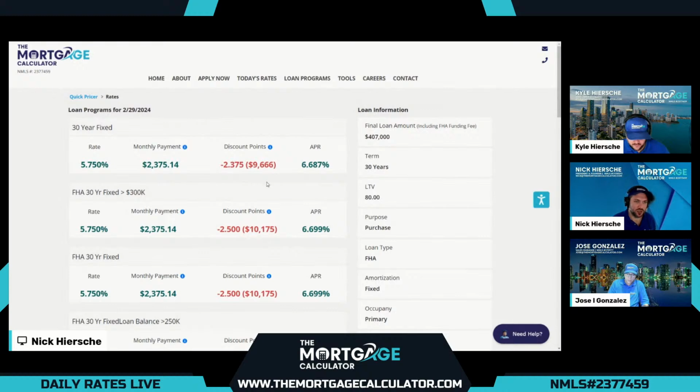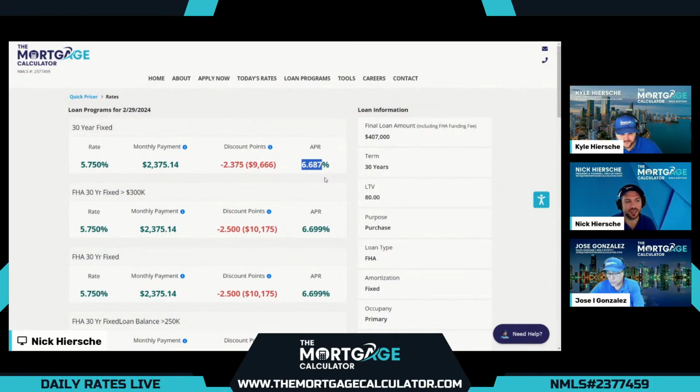And as usual, FHA ticked down as well yesterday. 5.75 rate, 2.375 discount points and cost, puts the final APR at 6.687. So just a touch under conventional there today. So a good option for our customers that qualify for both. FHA might be a touch cheaper like today.